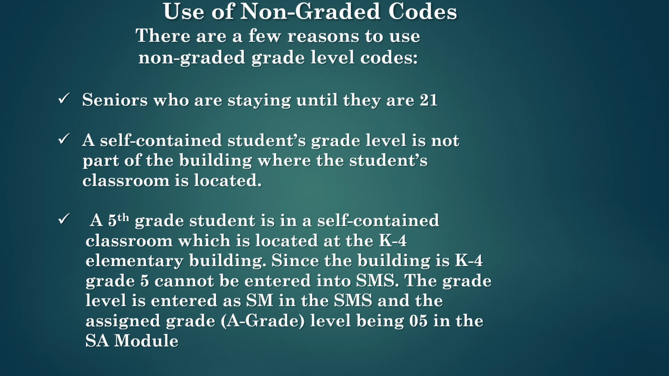The use of non-graded codes. There are a few reasons to use non-graded grade level codes. One is for seniors who are trying to stay until they are 21. Two, for self-contained students whose grade level is not a part of the building where the student's classroom is located. For example, a 5th grade student who is in a self-contained classroom which is located at the K-4 elementary building. Since that building is a K-4 building, the grade 5 student cannot be entered into the SMS. The grade level is entered as SM in the SMS, and the assigned grade level, being 5th, is listed in the SA module.